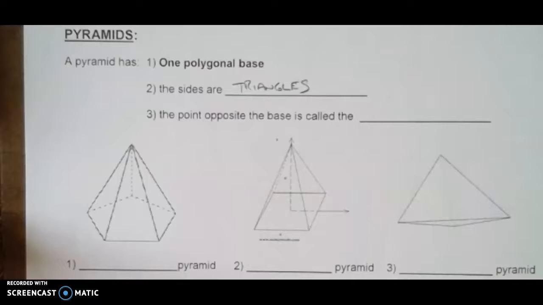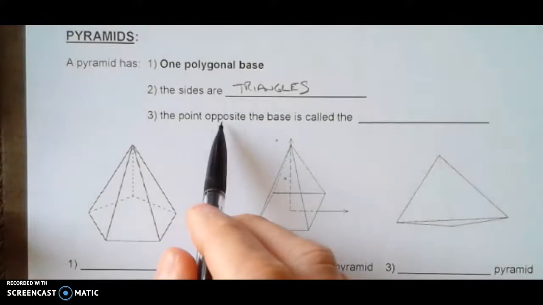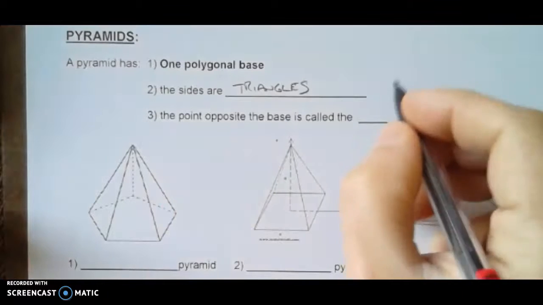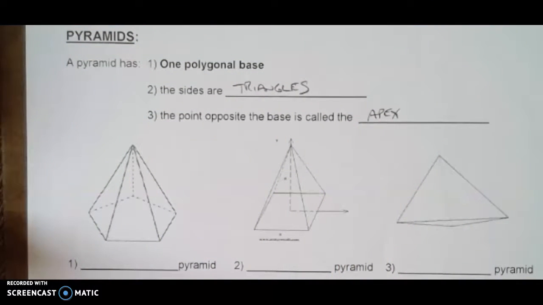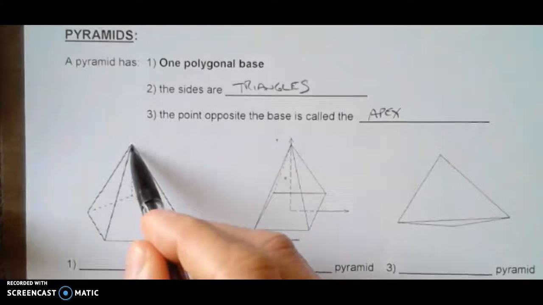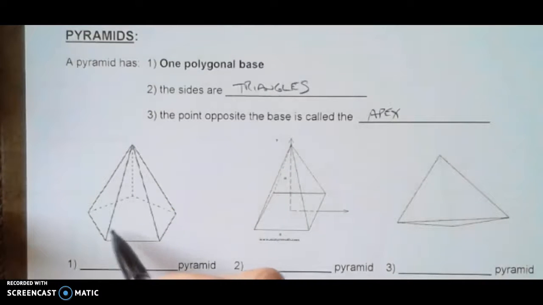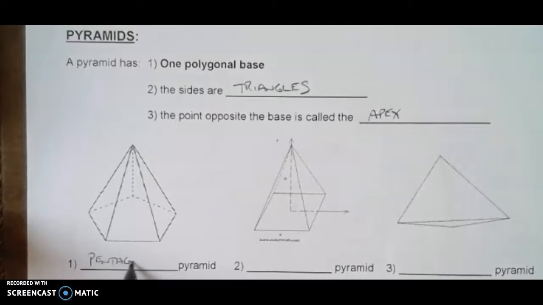And every pyramid has a point that's on the opposite side of the base, and that point is called the apex. Okay, and so to name a pyramid, you name it again by its base shape. So taking a look at this pyramid right here, I can tell it's a pyramid because all of these sides are triangles. It's got an apex, and the base down here, count up the sides, 1, 2, 3, 4, 5. 5 sides is called a pentagon, so this is a pentagonal pyramid.